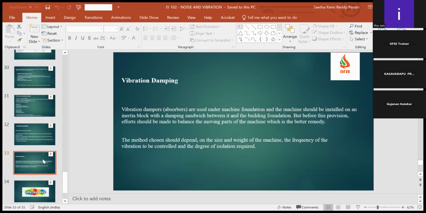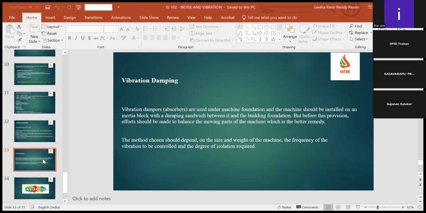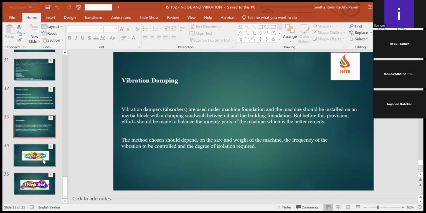The method chosen should depend on the size and weight of the machines, the frequency of the vibration to be controlled, and the degree of isolation required. As I mentioned, we completely take the recommendation of the OEMs: how it can be installed, and what the threshold value of this vibration is. Okay, this is all about this topic. If you have any questions, we can discuss.